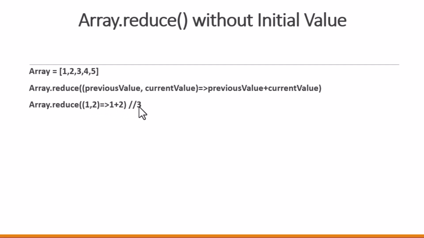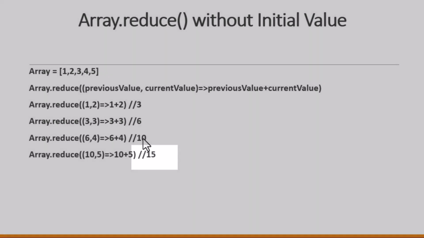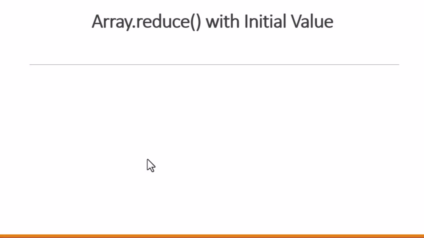Now the result of the function becomes the first argument or previous value, and the current value is the third element of the array. Now previous value is 6, and the current value is the fourth element of the array. And in the end, the final result is 15. So up to now, we examined reduce method without initial value. Now let's see how we can work with reduce method that have an initial value.